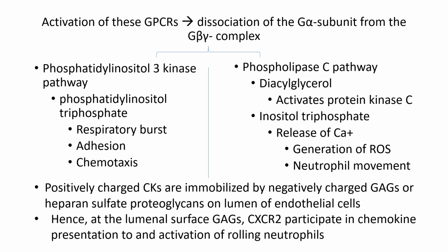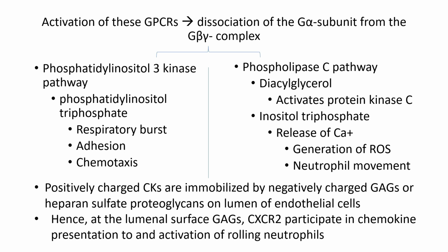The second pathway is the phospholipase C pathway. By this pathway, there are two other products which are synthesized. The first one is diacylglycerol. It activates protein kinase C. The second one is inositol triphosphate. Inositol triphosphate causes the release of calcium, thereby stimulating generation of ROS and neutrophil movement.